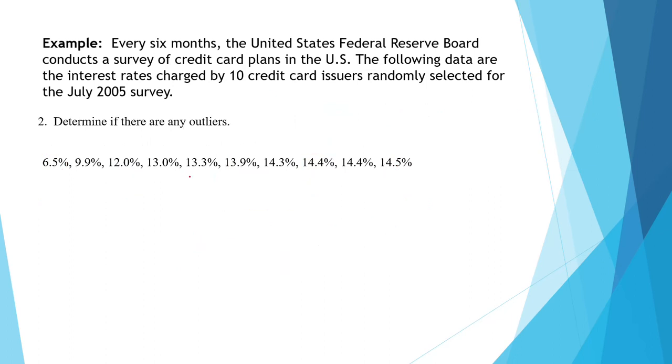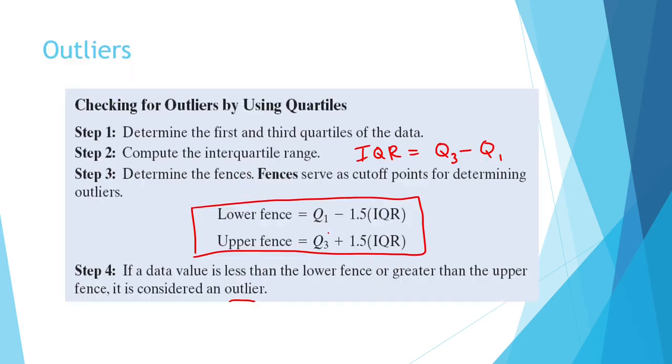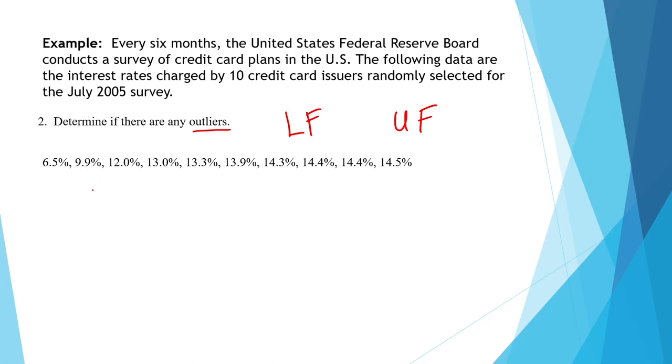Next, we're going to determine if there are any outliers. In order to do that, we'll have to look at the lower fence and the upper fence. The lower fence is equal to Q1 minus 1.5 times IQR. The upper fence is equal to Q3 plus 1.5 times IQR. Let's recall the 5-number summary.